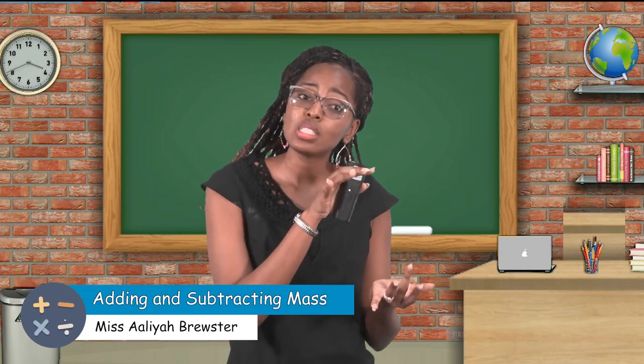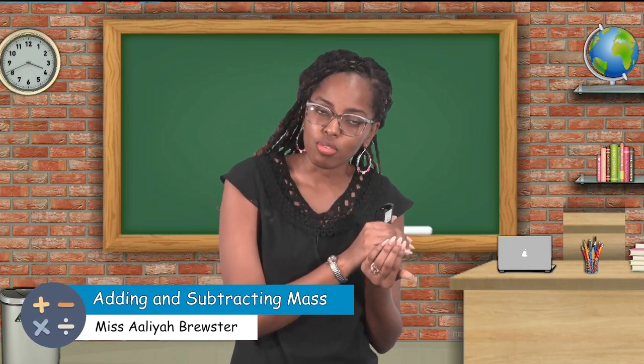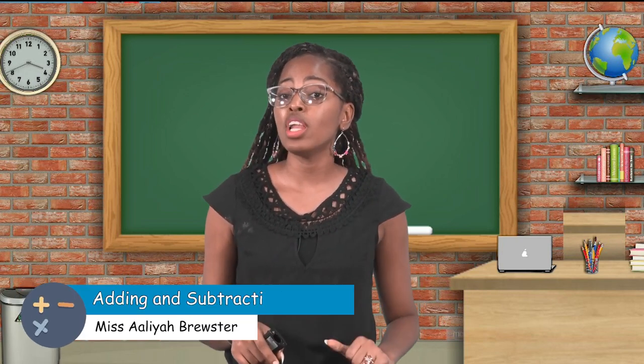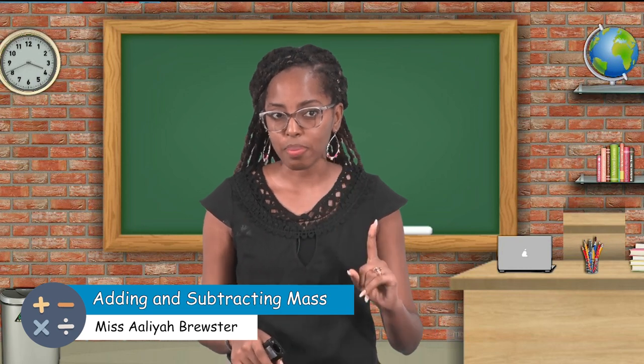Now let's do some examples to help us understand how to convert grams into kilograms. In other words, we're converting a small unit of mass into a large unit of mass. To do this, we have to divide by 1,000, because remember, 1 kilogram is equivalent to 1,000 grams.